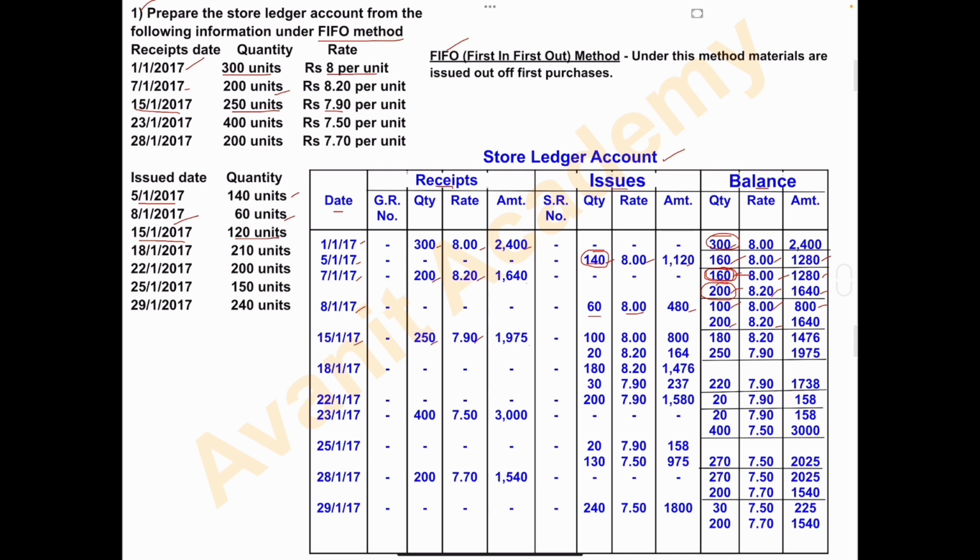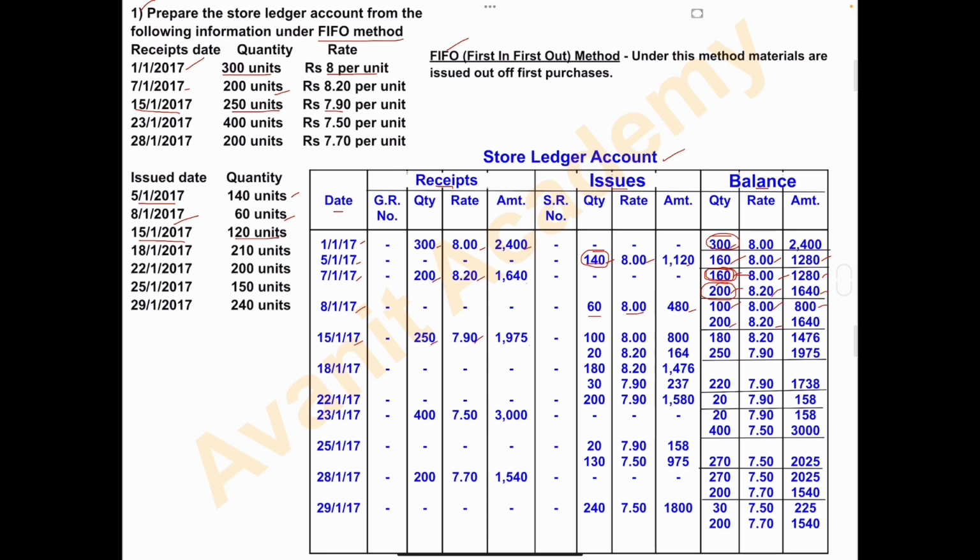So what we have in balance? 100 units, rate 8 per unit. And we have 200 units at rupees 8.20. So total how many units do we have to issue? 120. So first we will take from this bag. From first we will issue 100. Okay. Directly don't take 120. First we have to empty this first bag, then we have to go for second one. So first we'll take this 100.